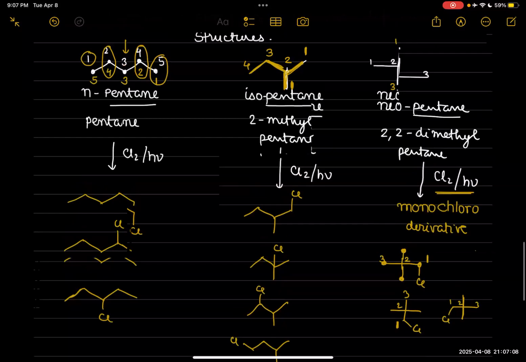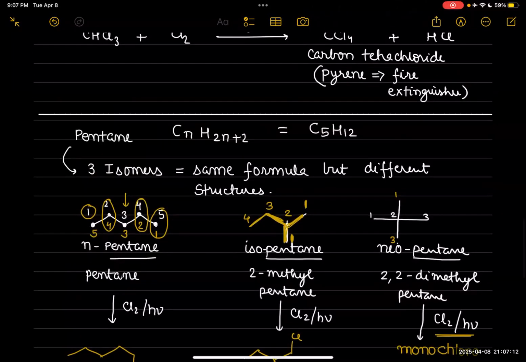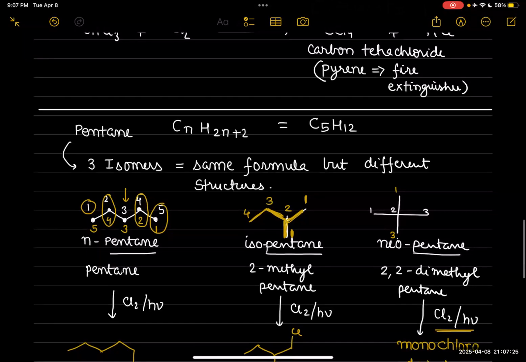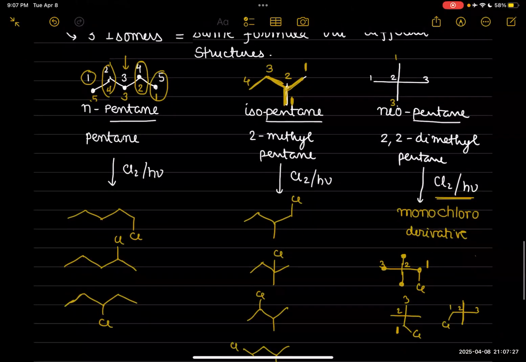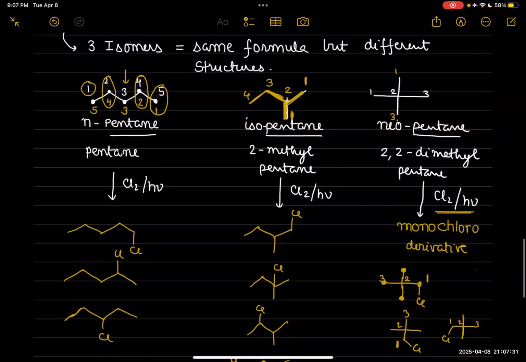So how many monochloro derivatives can pentane give? You need to know which pentane you are talking about. If I'm talking about just pentane, which is without any branching, 3. If it has one methyl group connected, then it will have 4 monochloro derivatives. And if it is neopentane, it is just 1.